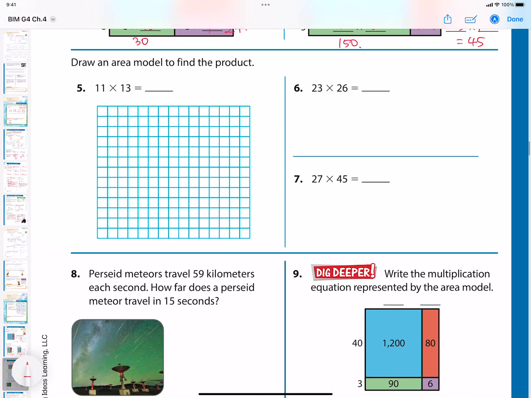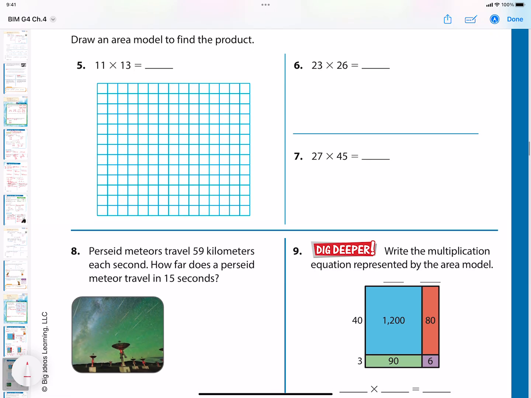All right, draw an area model to find the product. Okay, so you need what? 11 rows of 13. 11 rows times 13 columns. So now I'm going to start from here. 1, 2, 3, 4, 5, 6, 7, 8, 9, 10, 11. I'm going to split them in here. 1, 2, 3, 4, 5, 6, 7, 8, 9, 10, 11, 12, 13.